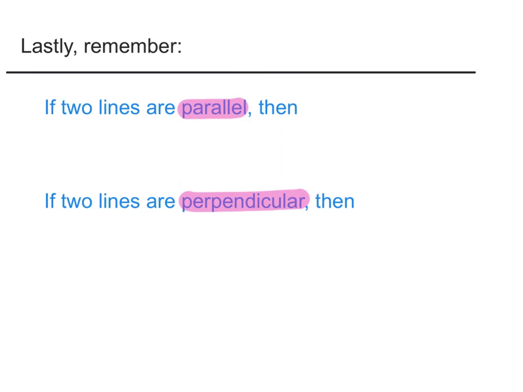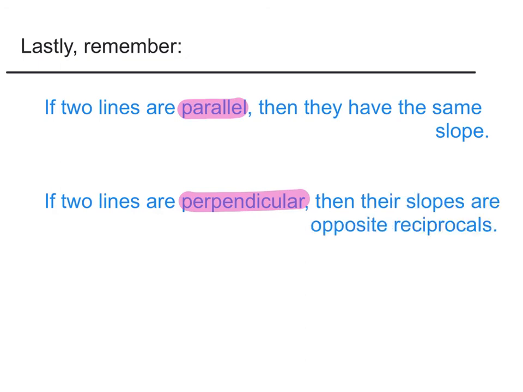So one last piece of advice. If I have that 2 lines are parallel, I need to know what to take from that. If 2 lines are perpendicular, what am I supposed to get from that? Okay, it is all about the slope. If 2 lines are parallel, then they have the same slope. Okay, parallel lines, same slope. But if 2 lines are perpendicular, they don't have the same slope. Their slopes are opposite reciprocals. Okay, so same slope, they must be parallel lines. Opposite reciprocal slopes, they must be perpendicular lines.